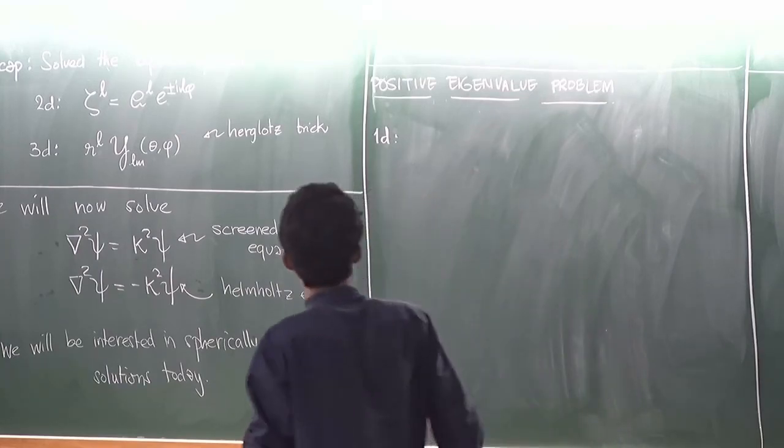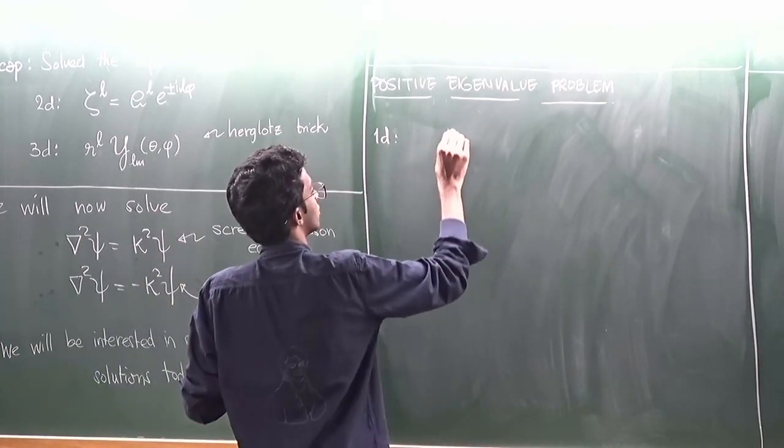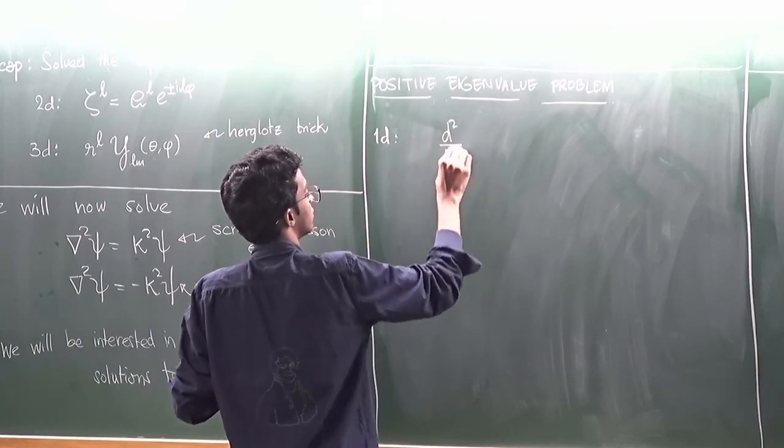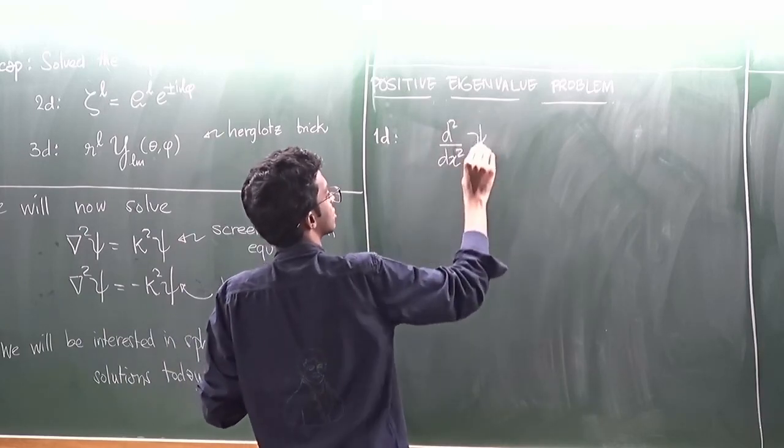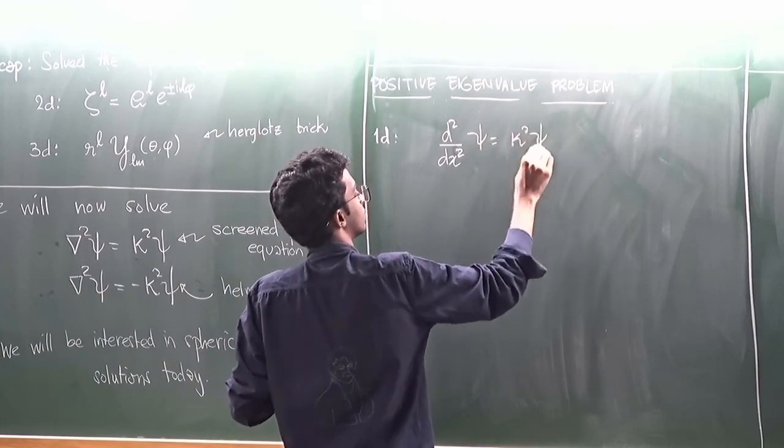Okay, let's just start doing it. So let's write down d squared over dx squared, that's the one-dimensional Laplacian, acting on psi equal to kappa squared psi.